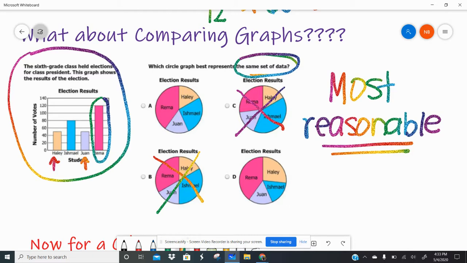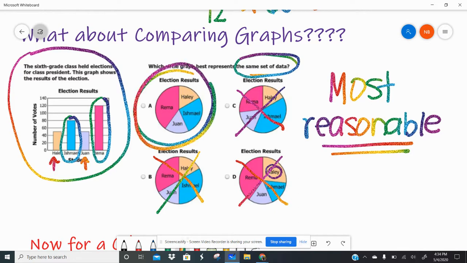So now I look to my next biggest piece. Ishmael was second place, right? So in A, Ishmael is the next biggest, but in D, Ishmael's little and Haley's kind of big right here. So I can eliminate answer choice D, which means, boom, A has to be my answer because the other three were obviously wrong. Rema's the biggest, Ishmael's next, and for this one, Juan and Haley look about the same size piece, and I think that's the most reasonable.